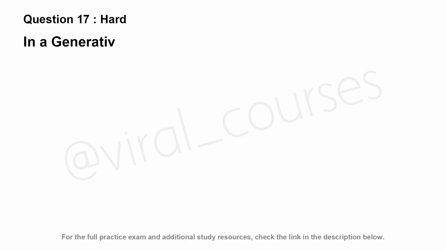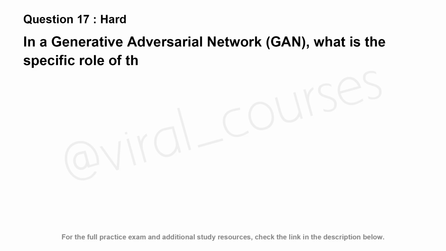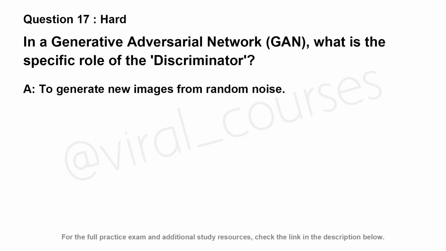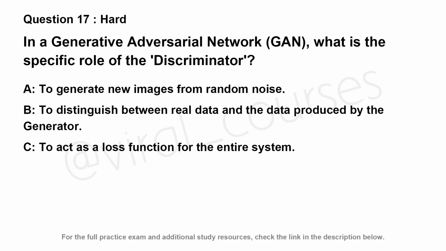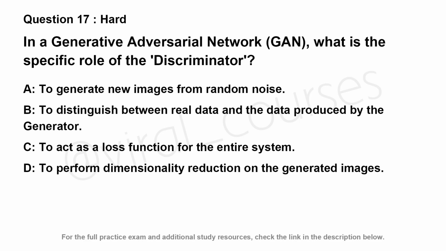In a generative adversarial network, GAN, what is the specific role of the discriminator? Option A. To generate new images from random noise. Option B. To distinguish between real data and the data produced by the generator. Option C. To act as a loss function for the entire system. Option D. To perform dimensionality reduction on the generated images.